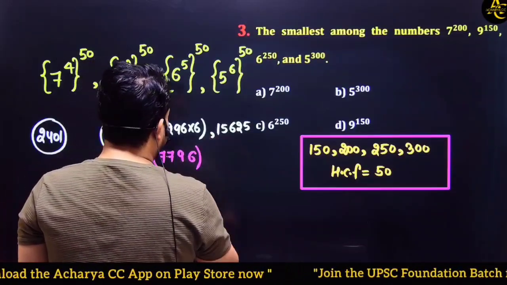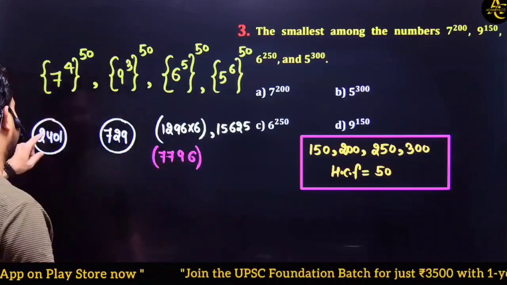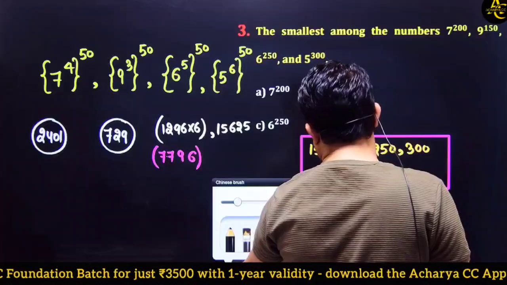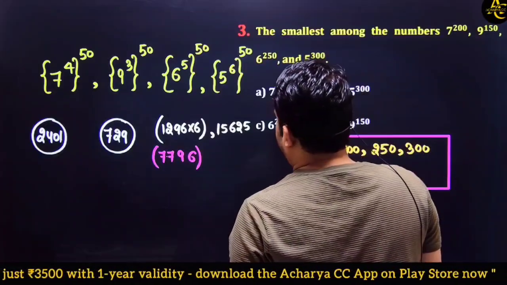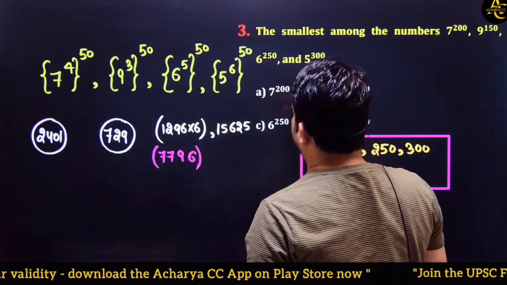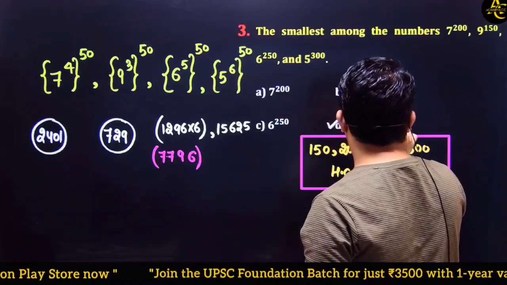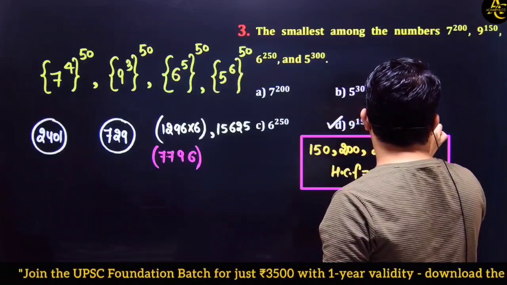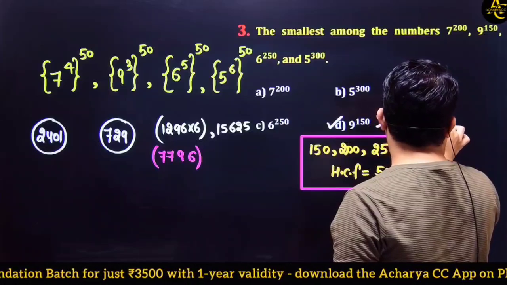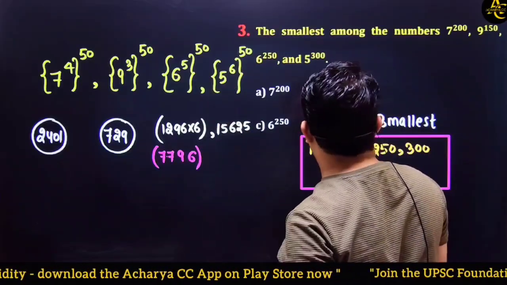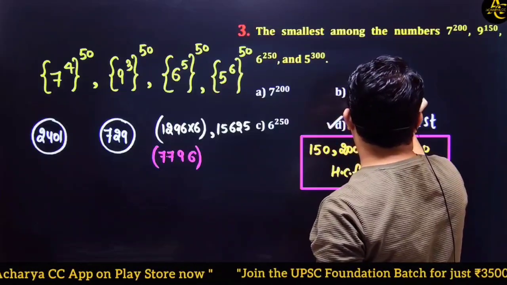So this one is the largest, second largest, second smallest, and smallest. So I have to find the smallest number. So what is the smallest number? It was 9 to the power 3, means 9 to the power 150 is the smallest number. This one is the smallest. And which one is the largest? 5 to the power 6, means 5 to the power, this one is the largest.